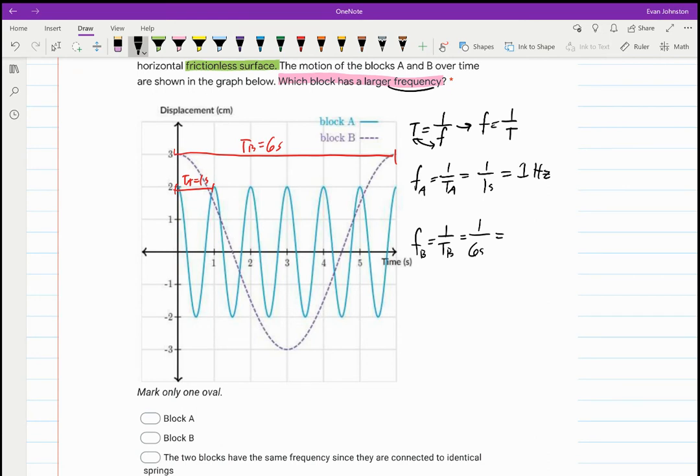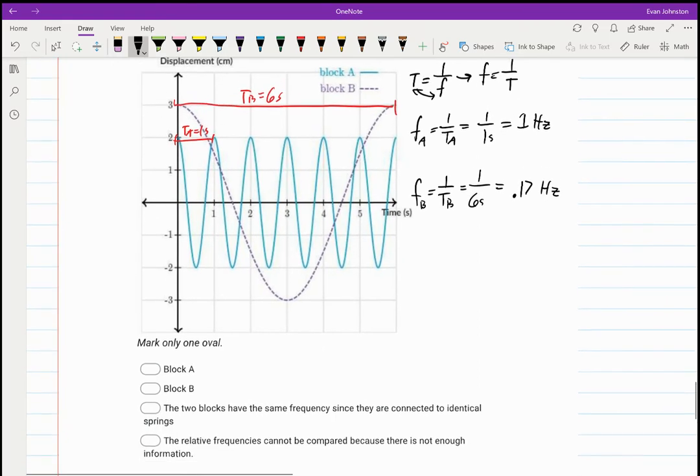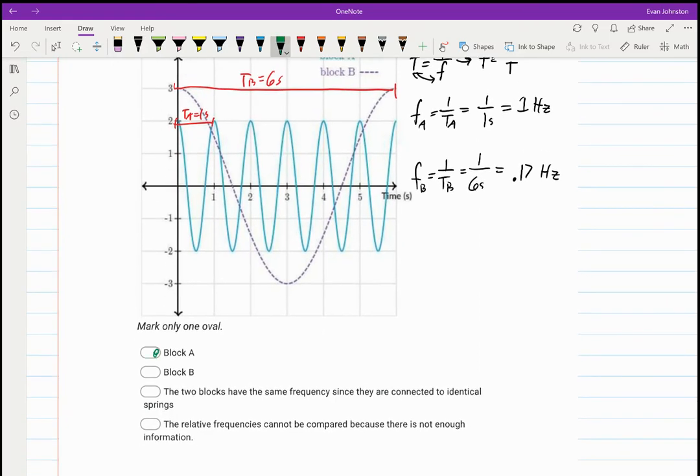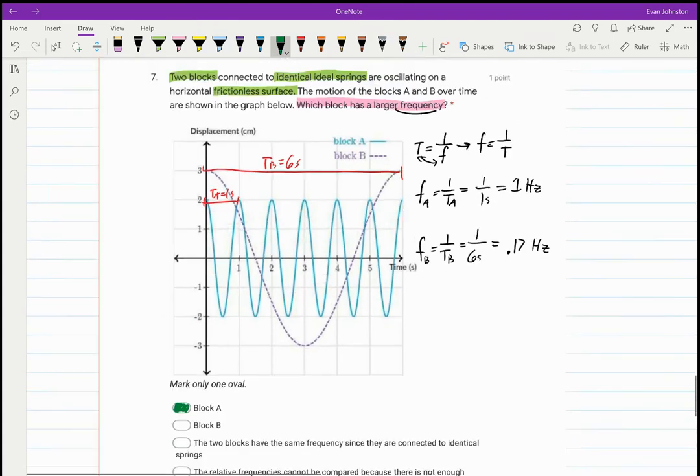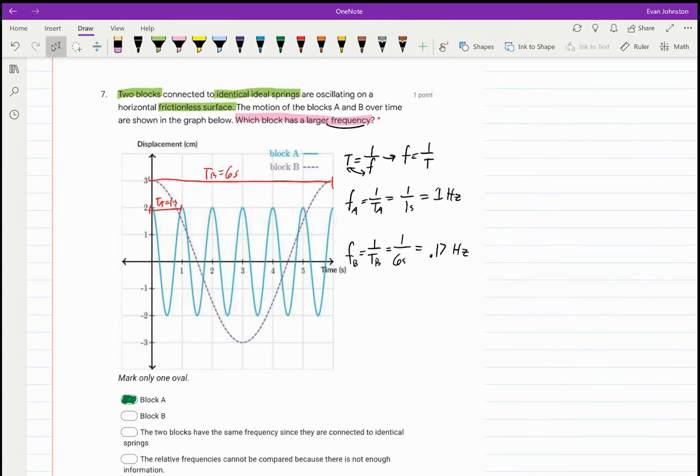Okay, so let's just say 0.17. So the frequency here would be 0.17 hertz. Well, when it comes down to it, which one has a bigger frequency? Well, obviously block A, it has 6 times the frequency. Now, here's the funny thing. You could have not done any of this math. You could have just solved this by looking at the picture itself. If you go, well, which one has more cycles in 1 second? Or even, which one has more cycles in whatever time frame I'm choosing to look at?